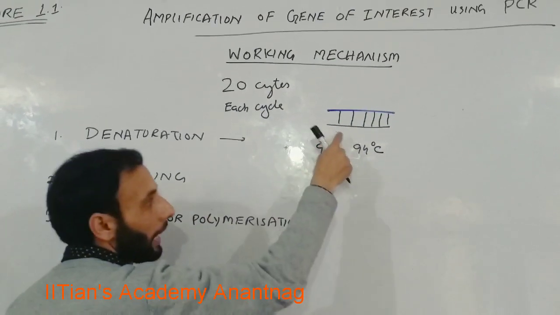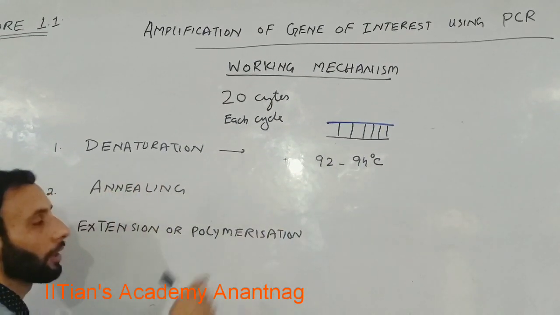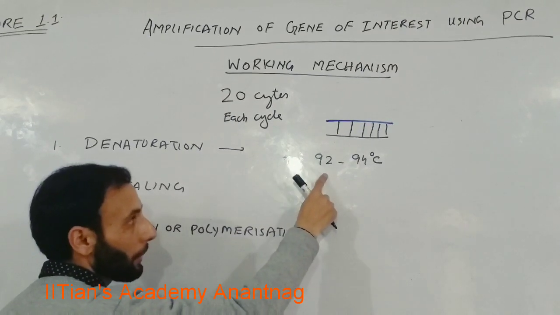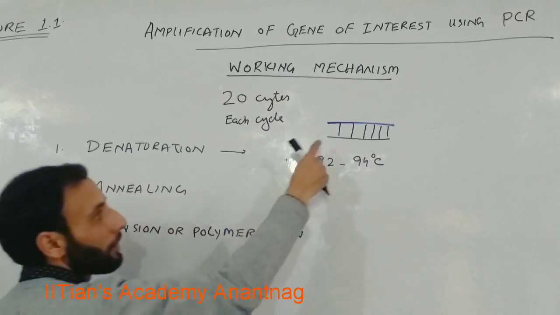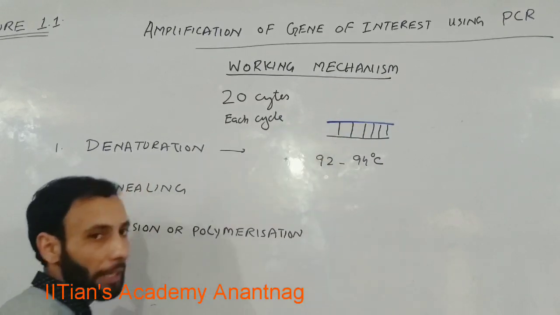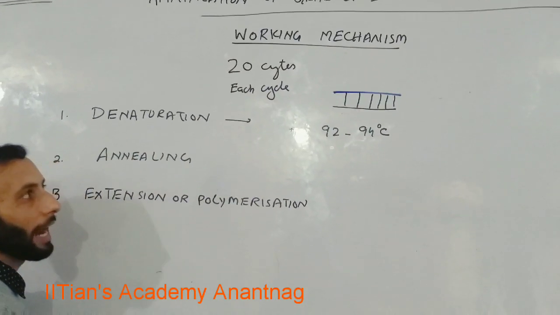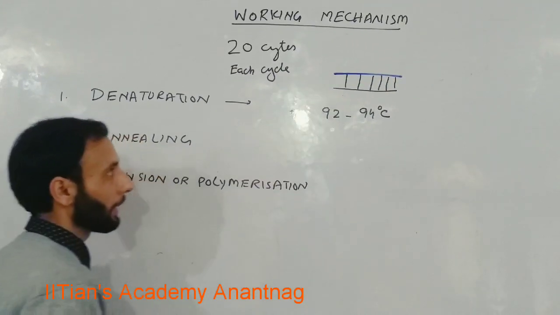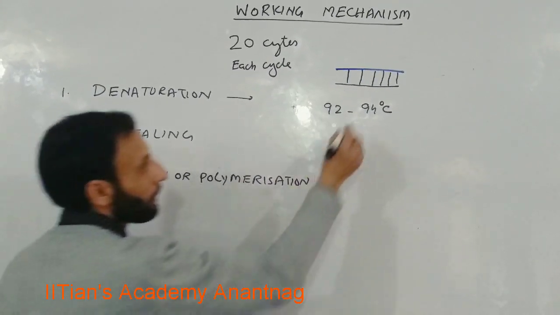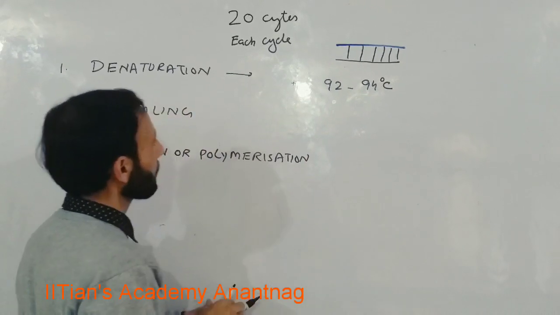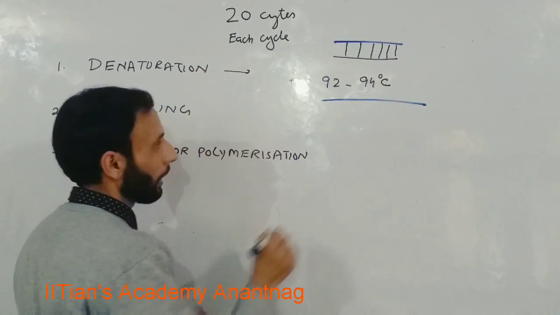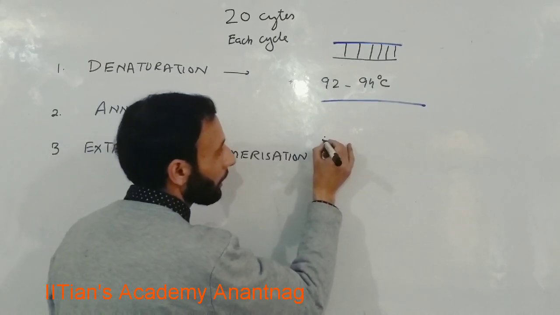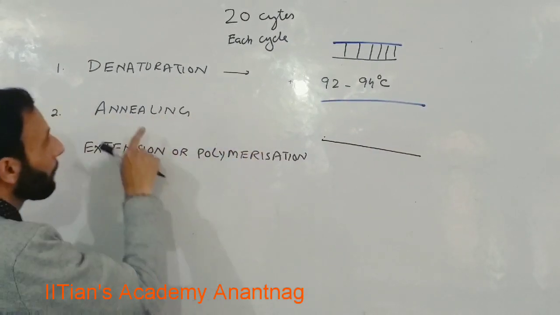When we raise the temperature to 92 to 94 degrees centigrade, this will result in melting of the DNA. Melting of DNA means that the two strands of DNA will get separated. So this will result in separation of DNA strands. The separated DNA molecules will now look like this. Here is one strand and this is our next strand.